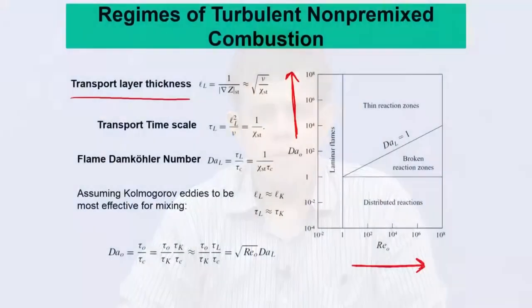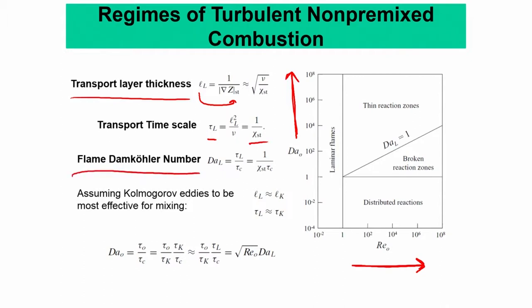Now we define our transport layer thickness. Of course you do not have a flame thickness as such here, and neither do you have a velocity scale. So we construct this transport layer thickness based on the gradient of Z at the stoichiometric location, which can be shown to scale like viscosity divided by the scalar dissipation rate at stoichiometric, and then you define a transport time scale. The transport time scale is the inverse of this scalar dissipation rate at the stoichiometric location, and from that we define a flame Damköhler number, which is the ratio of the transport time scale to the chemical time scale, given by 1 by χ_st times τ_c.